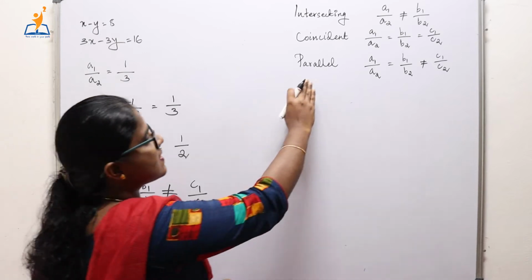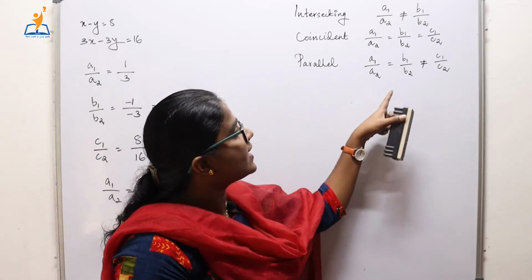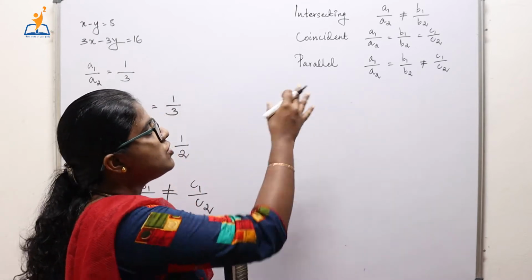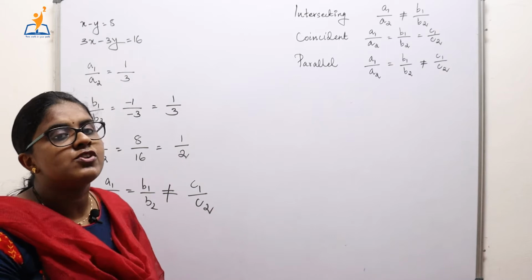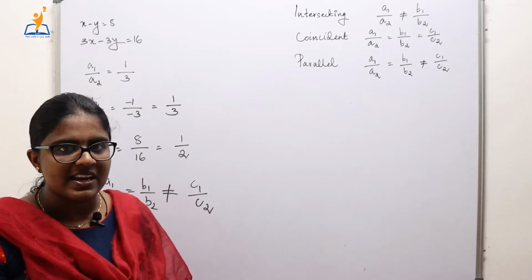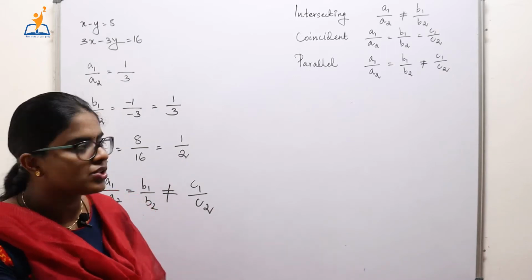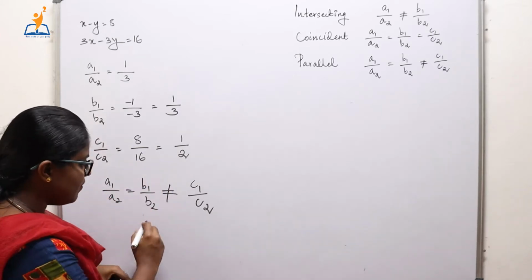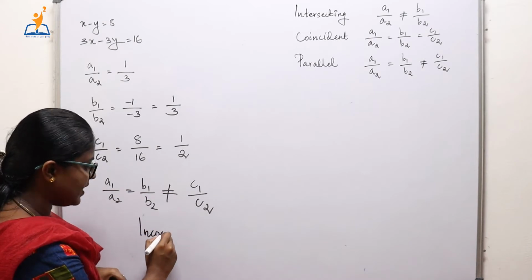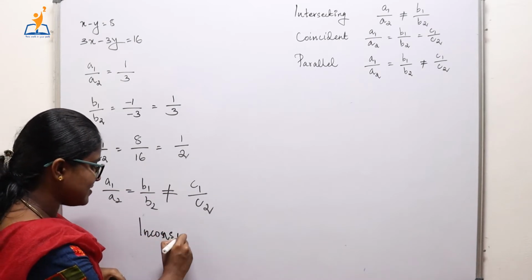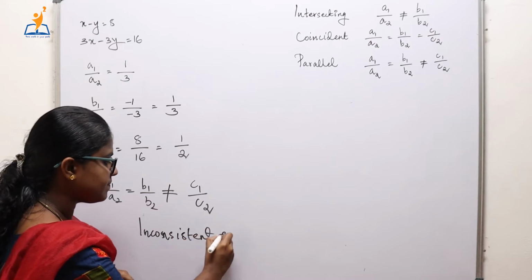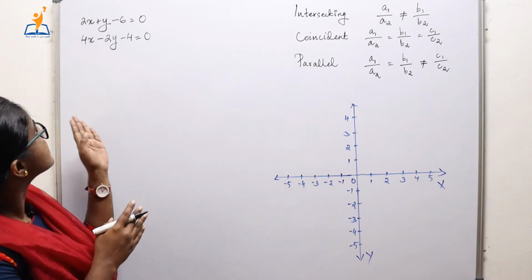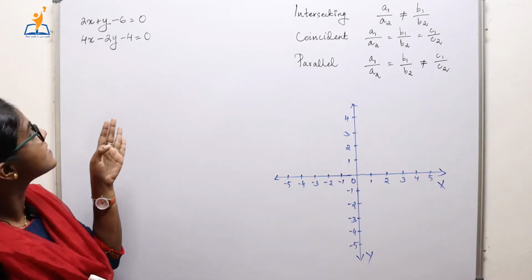And this condition is the third condition here. a1 by a2 equals b1 by b2 not equal to c1 by c2, which means the lines are parallel, which means both the lines will never intersect, which means there is no solution for this particular pair of linear equations. If there is no solution, we can say that this pair of linear equations has an inconsistent solution. That is no solution.